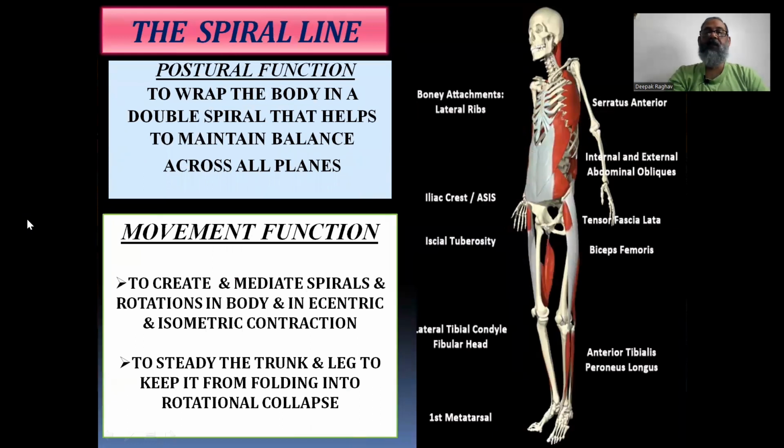Now come to the spiral lines. Postural function is to wrap the body in a double spiral that helps to maintain balance across all planes. Movement function is to create and mediate spirals and rotation in the body, in eccentric and isometric contraction, and to stabilize the trunk and leg to keep them from folding into rotational collapse. Muscles are serratus anterior, internal and external abdominal muscles, tensor fasciae latae, biceps femoris, tibialis anterior, and peroneus longus.